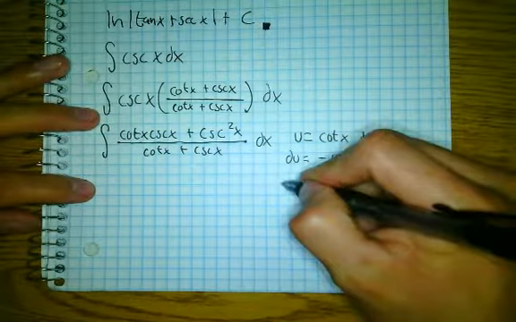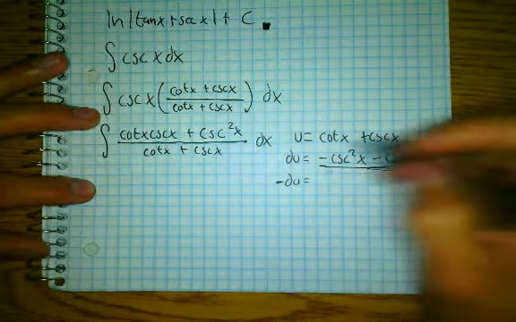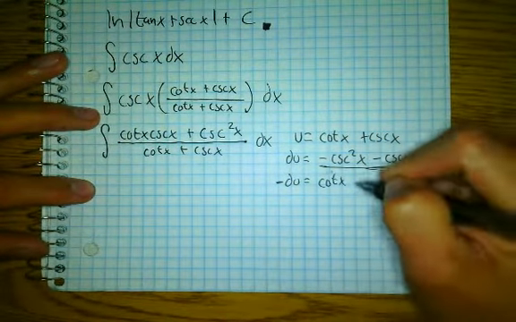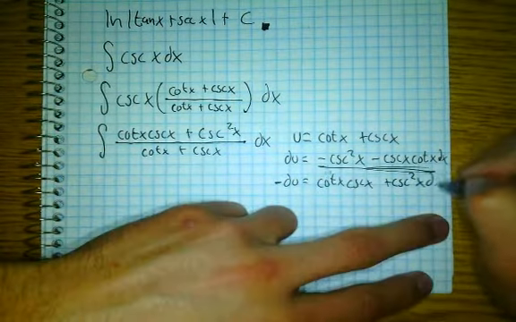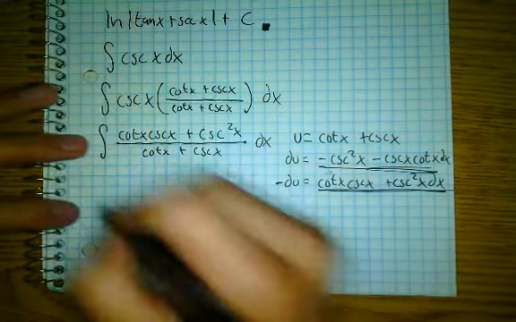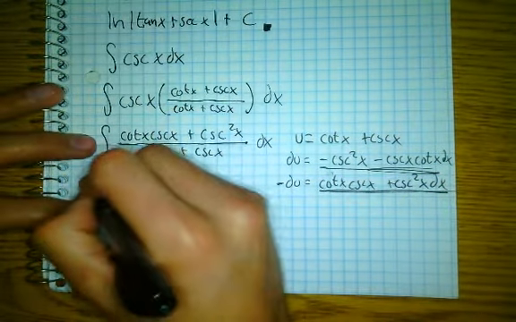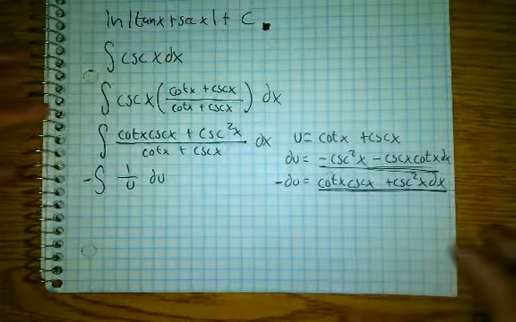So to make this happen, what if I factor out a negative and then make it a positive? Then I would have cotangent x cosecant x plus cosecant squared of x dx. This matches exactly what I have there. Therefore, I can rewrite this as negative on the outside of the integral, 1 over u du.